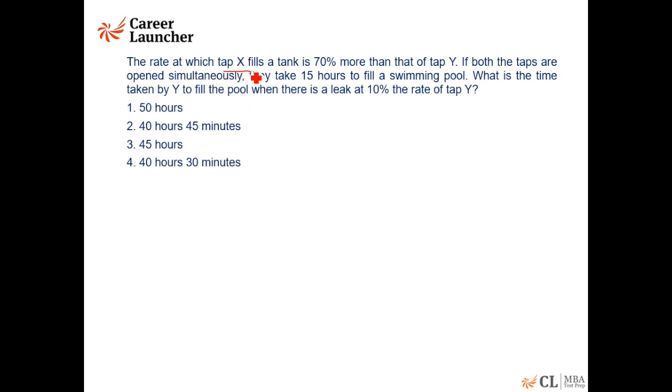The rate at which tap X fills the tank is 70% more than tap Y. Tap Y fills the tank at 10 liters per hour. Tap X will fill it at 17 liters per hour. Work with simple numbers. This 10 is a simple number. This 17 I can't help it because the number given in the question is such. If both taps are open simultaneously, they take 15 hours to fill up a swimming pool.